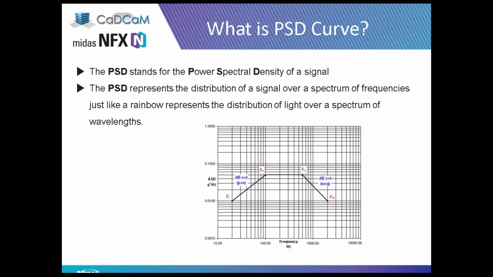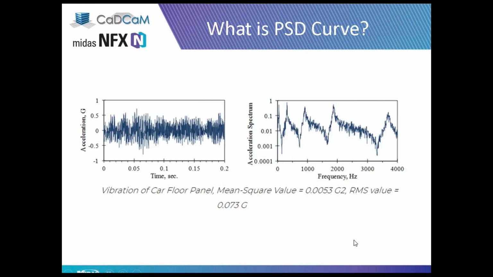Here we have an example of a random load that we load the system with. In the vertical axis, we have the ASD or the PSD in the unit of G square per hertz, and the horizontal axis is the spectrum, which means the frequencies with which we load the system. Here in this example it is between 10 hertz and 10,000 hertz.